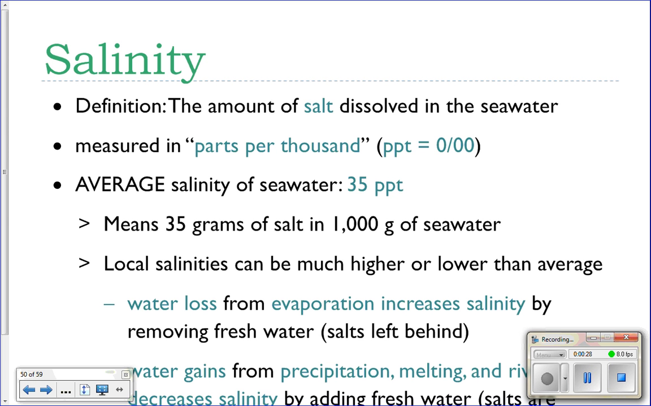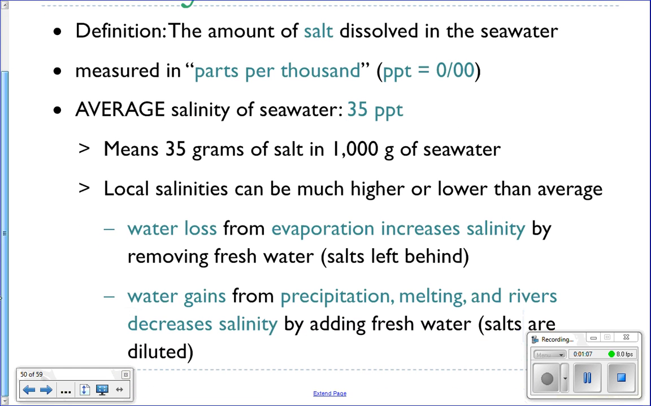And what that means is that if you have 1,000 liters of water, okay, and let's say the salinity of your water is 2, then 2 liters of that will be salt. So it means how many parts per thousand. The average salinity of seawater is 35 parts per thousand. So if we had 1 liter of water, or 1,000 parts of water, then 35 of those parts would be salt. Or it means 35 grams of salt in 1,000 grams of seawater.